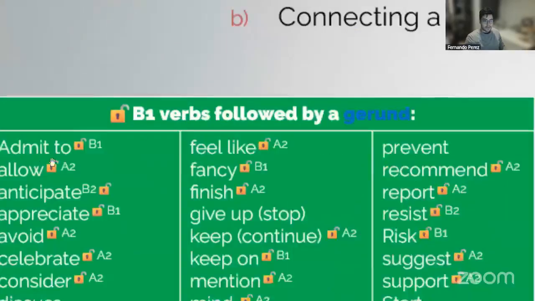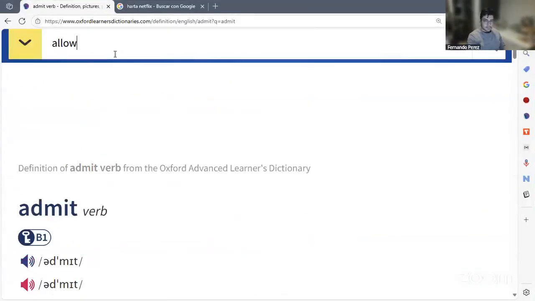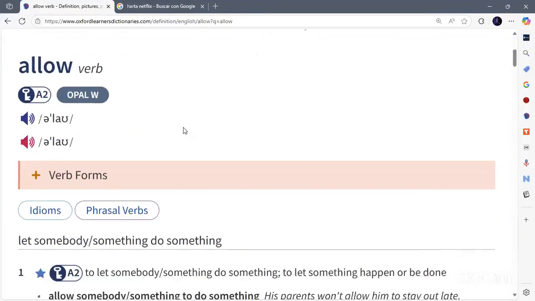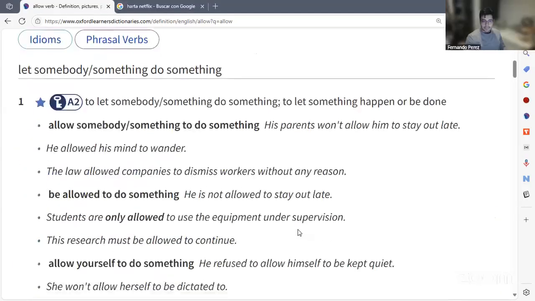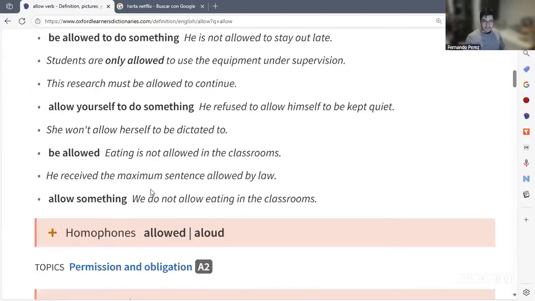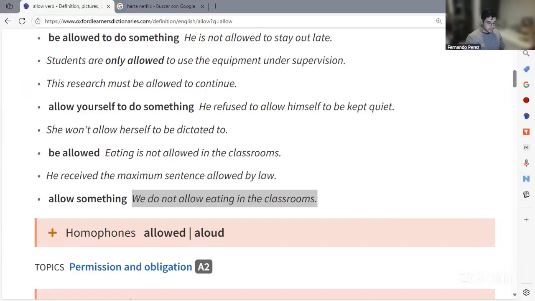What about the next one? Allow. Everybody pronunciation, allow. Allow. Allow. What's the meaning of allow? Who remembers? Permitir. Perfect. Allow, permitir. Look at the example. We do not allow eating in the classrooms.